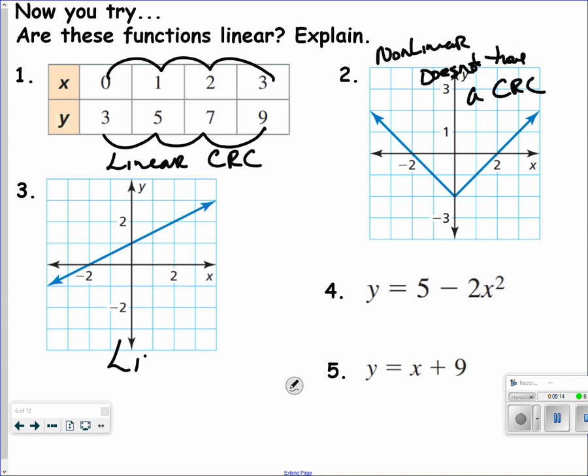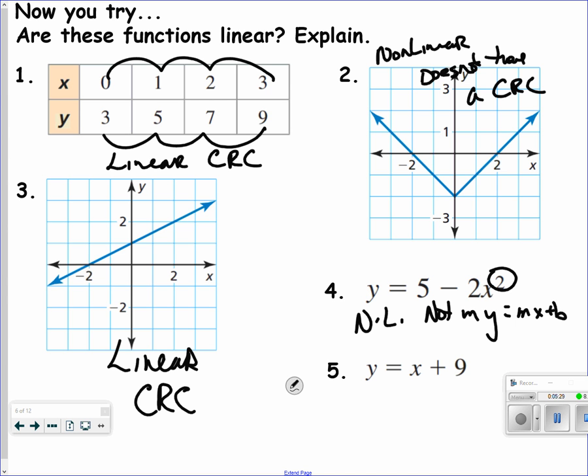3, linear, has a constant rate of change. 4, nonlinear, I'm going to abbreviate, not in y equals mx plus b form. You're not allowed that squared term. And then the last one is definitely linear, can be in y equals mx plus b form.